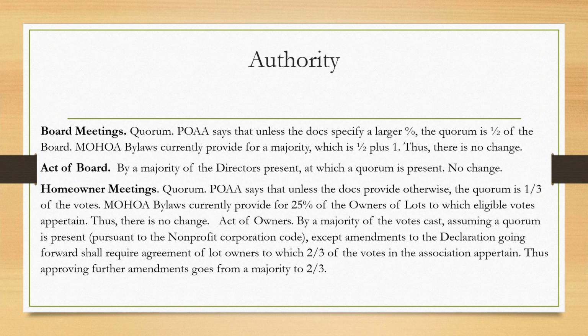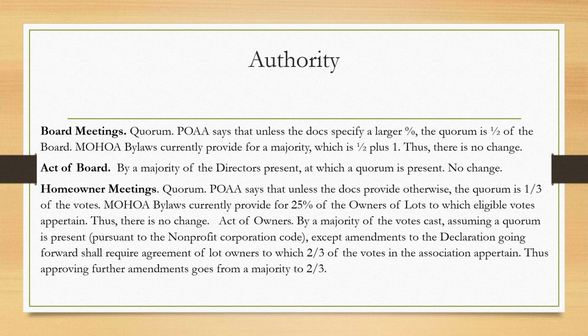Homeowner meetings, a quorum. POAA says that unless the docs provide otherwise, the quorum is 1/3 of the votes, and that's eligible voters. The Mountain Oaks bylaws currently provide for 25% of the owners of lots to which eligible votes appertain. Thus, there is no change. So again, no change in a quorum under the POA versus the HOA.